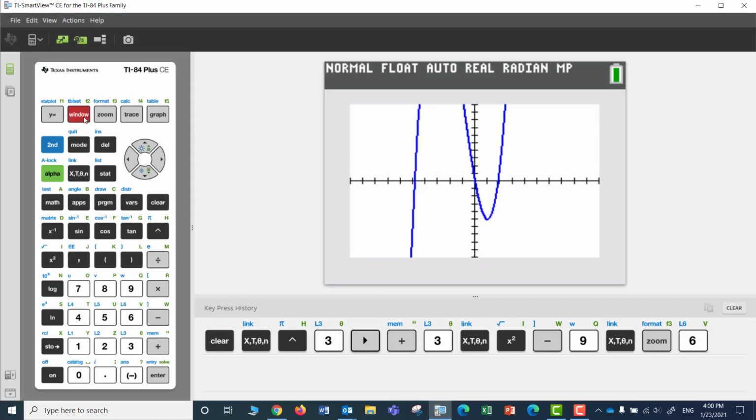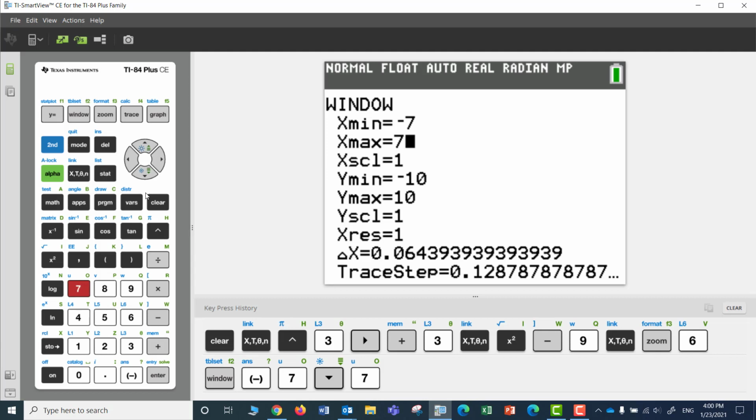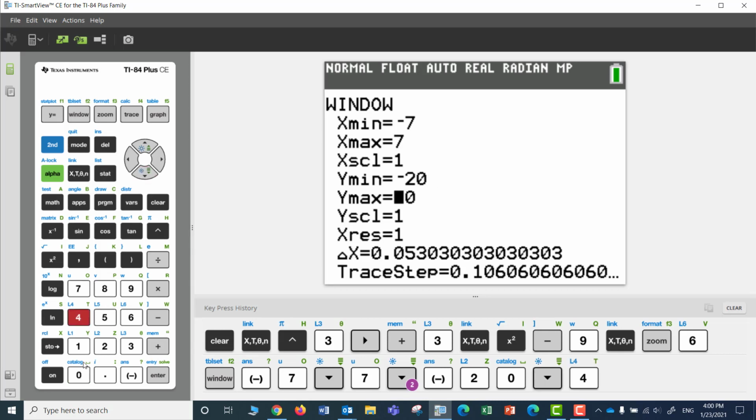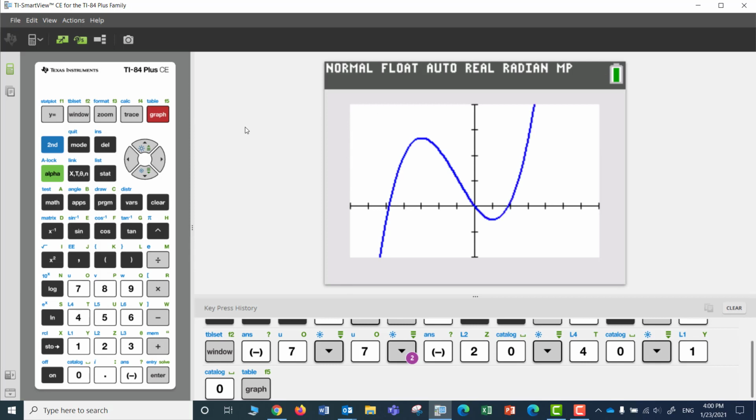So here, I'm going to push the Window button, and x min is -7. X max is 7. X scale we don't have to adjust, but y min is -20. Y max is 40. And also make sure you change the y scale to be 10. Then you push the graph button, and you see the exact graph as you saw in the previous part. Okay, and then next you're going to do second trace.